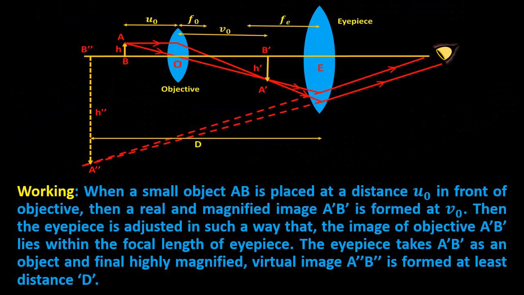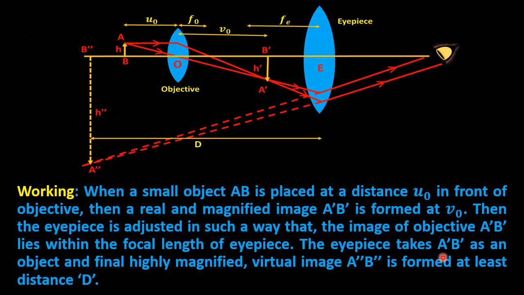This is the working principle of a compound microscope, which I have already explained to you. When a small object AB is placed at a distance u0 in front of an objective lens, then a real and magnified image A' B' is formed at v0. So the object AB is here and its image is A' B'. Then the eyepiece is adjusted in such a way that the image A' B' formed by the objective lies within the focal length of the eyepiece.